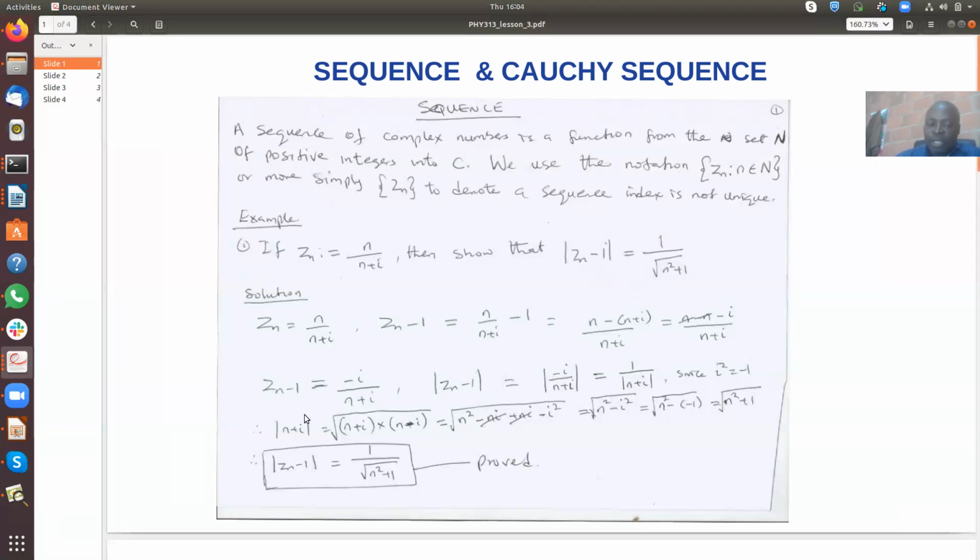So this now is just like this, taking the square of it. Then you multiply it, open the bracket. By the time you do the algebra, you have the square root of n squared plus 1. So when you come back here and put all the information together, you have 1 divided by n plus i, which is now the modulus of Zn minus 1, equal to 1 over the square root of n squared plus 1, which is what we are asked to prove. So is that taken?